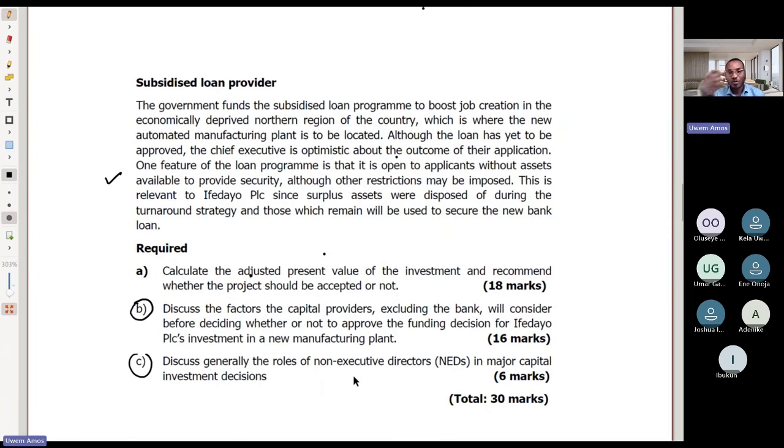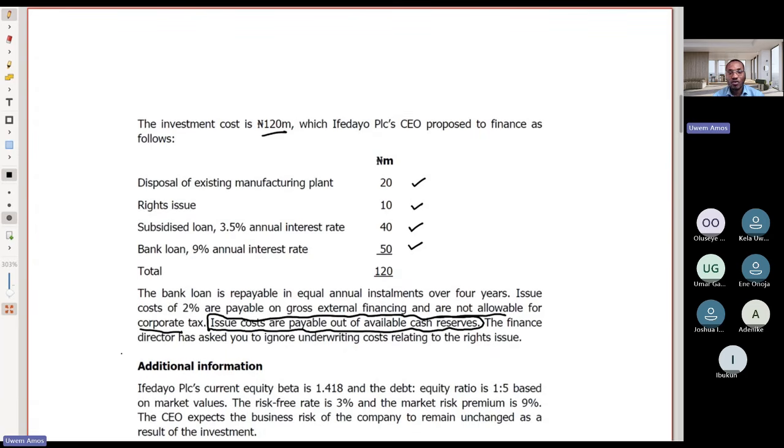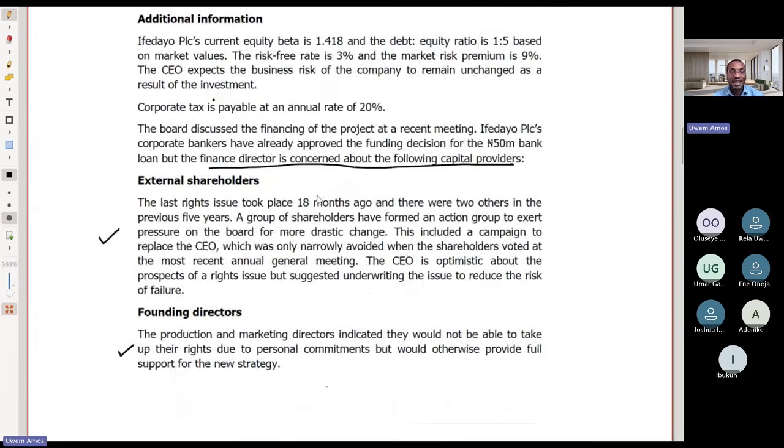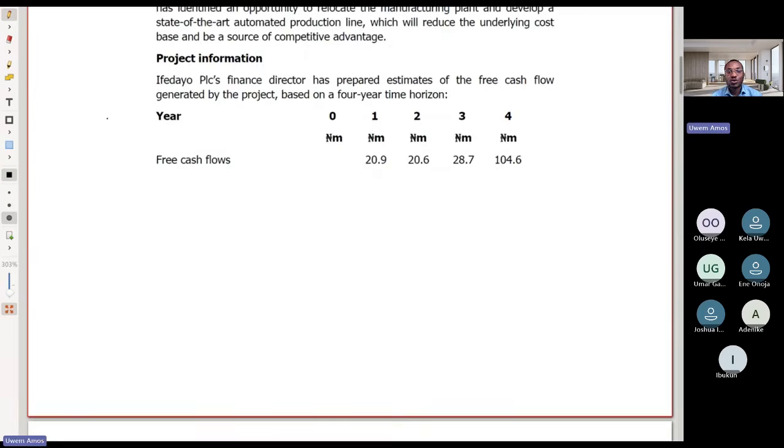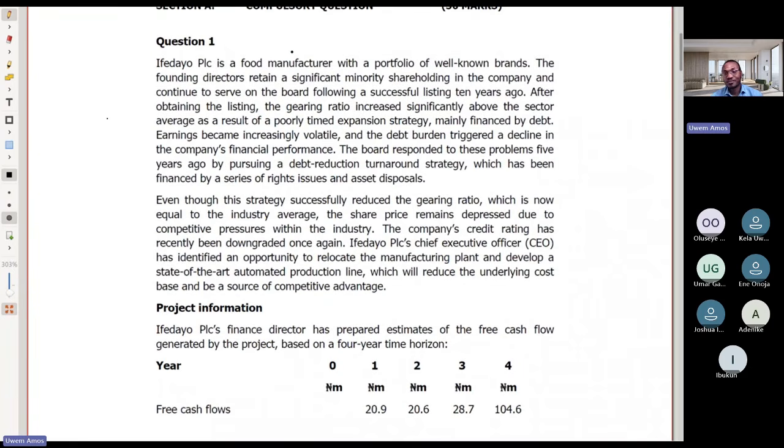Then your C part will just be a general question: discuss generally the roles of non-executive directors. So that's a general question. For our B, we're just looking at the ones that have ticked, because that's the part that is focused on the capital providers. That therefore means that for our A part, we're not looking at this area. We're looking at the upper part for our A. So those are the parts that have information that relates to our computation. So let's get right into it.